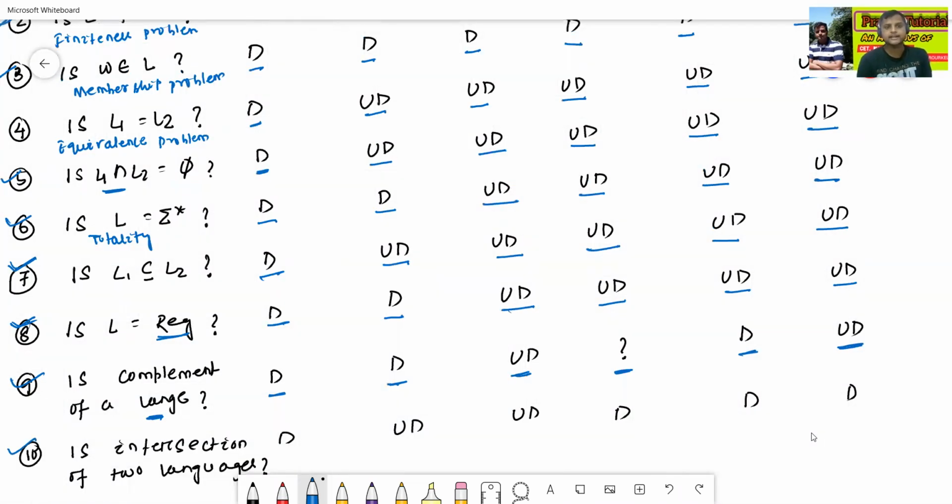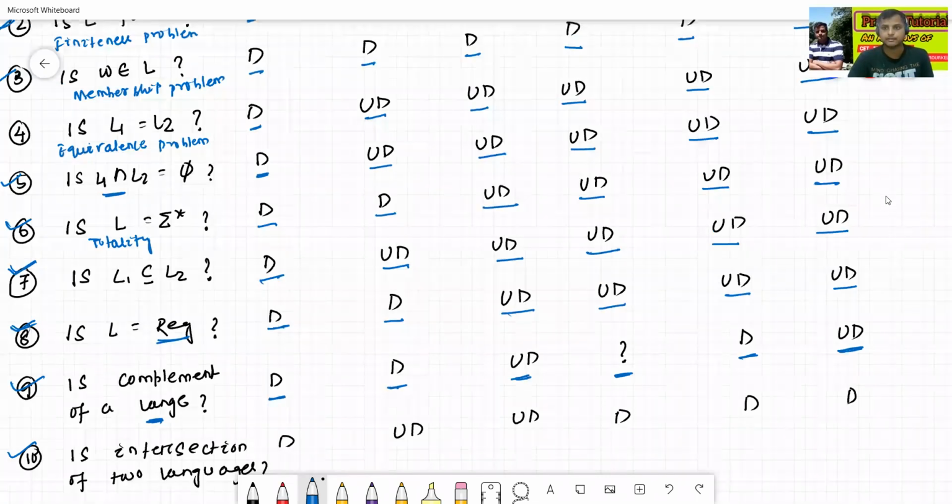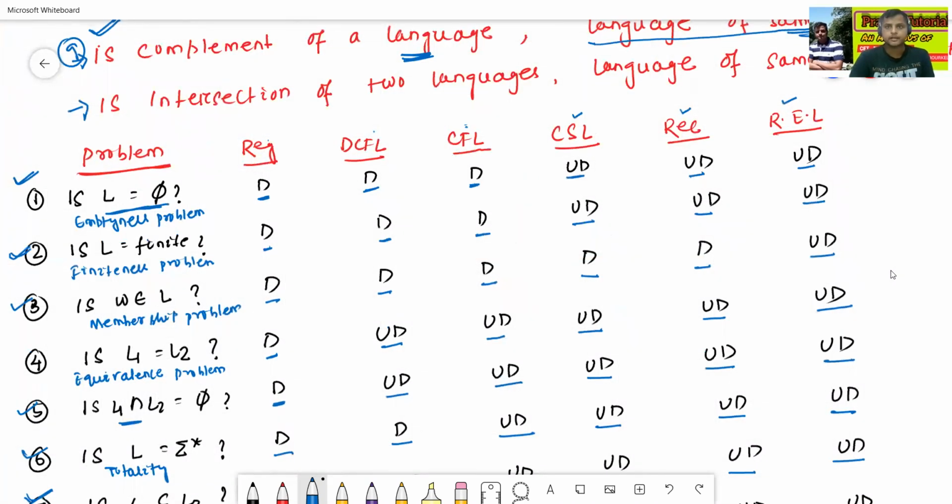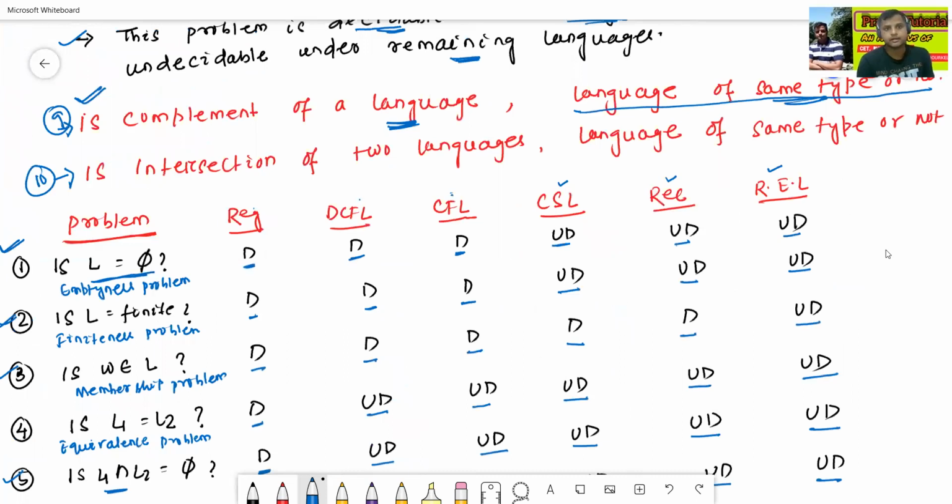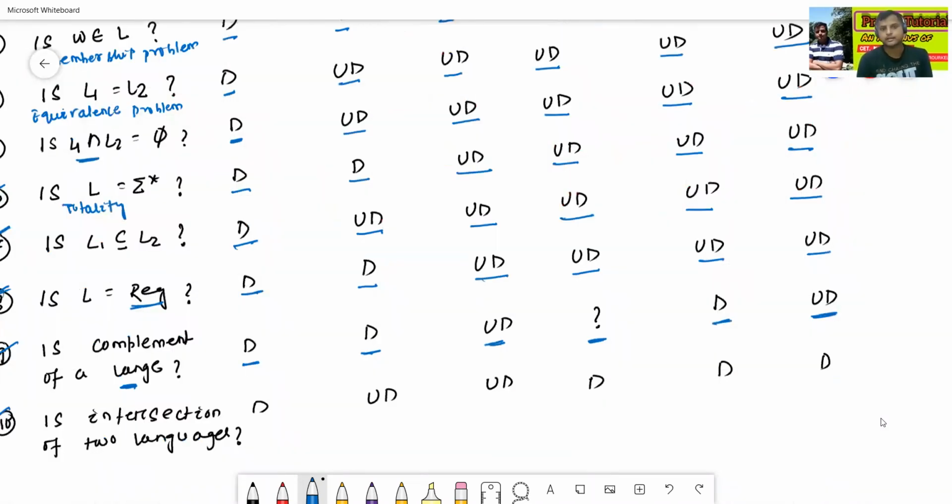The next problem, the 10th one: does the intersection of two languages produce the same type of language or not? We have also discussed this problem. It is decidable under regular language, undecidable under DCFL language, undecidable under CFL language, decidable under CSL language, decidable under recursive language, decidable under REL language. Okay.